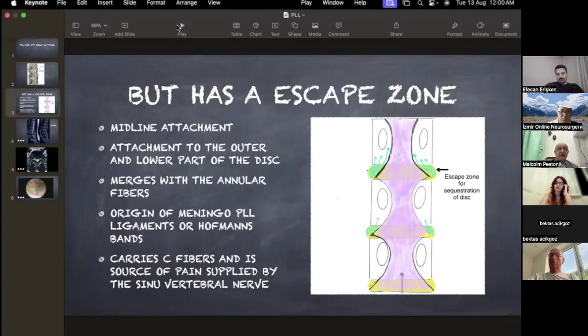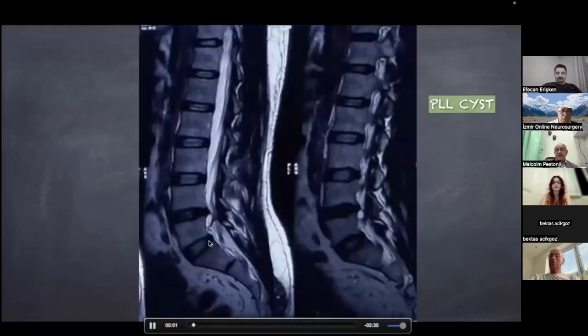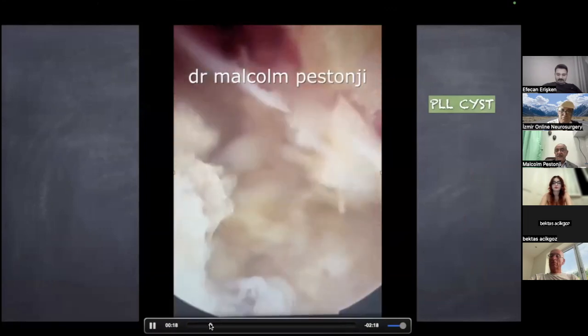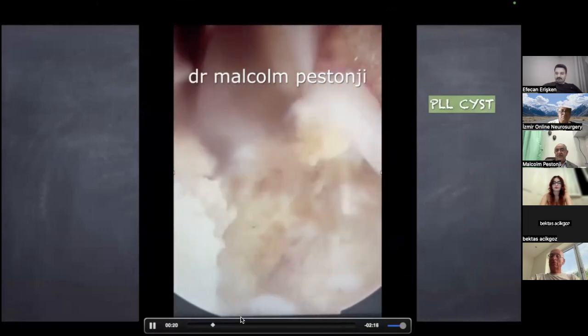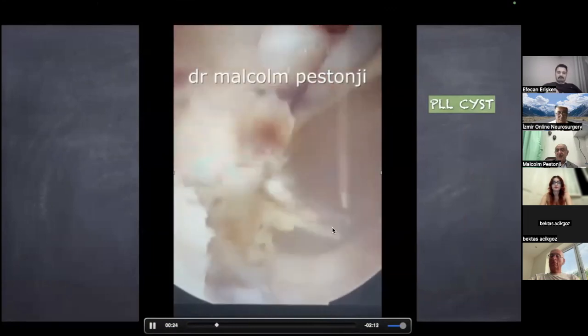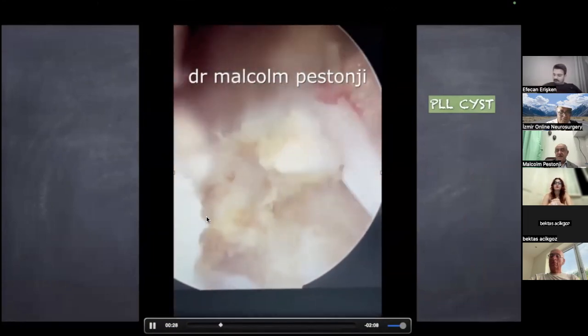Sorry, I should be playing it. I'm not playing it. Okay. So now see this video. What do you see here? Can you see the cyst over here? Can you see the cyst? This cyst is in the PLL, gentlemen. See this. As I separate out the PLL, can you see this mass here? The disc is below. It's stuck to the dura. It's stuck to the PLL.